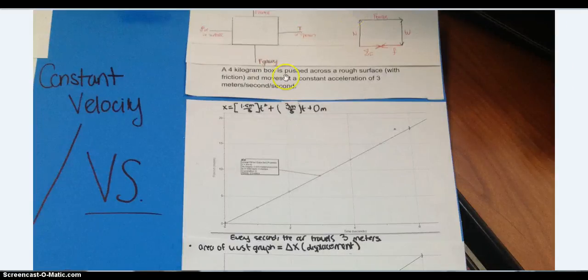I have a 4 kilogram box being pushed across a rough surface with friction and it moves at a constant acceleration of 3 meters per second squared. The forces acting upon this box would be the kinetic friction, and to the right of it would be the tension or the force of the person. Below it would be gravity, and above it would be the normal force.